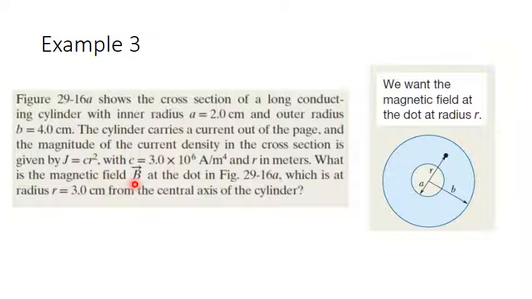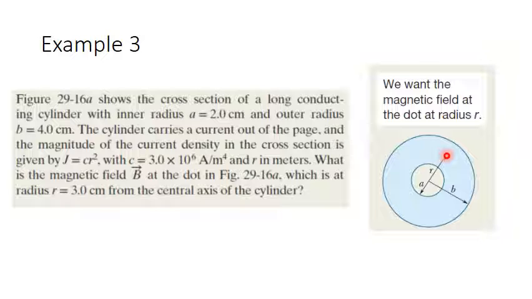and r in meters. What is the magnetic field B at the dot, this point in the figure, which is at a radius 3 centimeters? We have a as 2 centimeters and b as 4 centimeters, and the observation point is midway between a and b, so it is at 3 centimeters. So it is required to find out the magnetic field at this point.